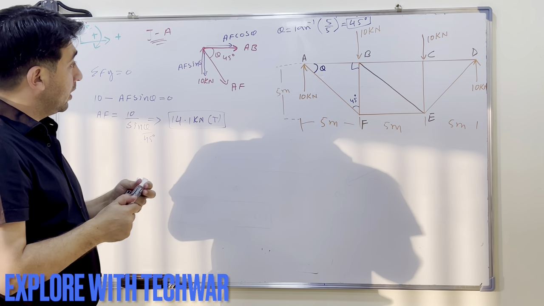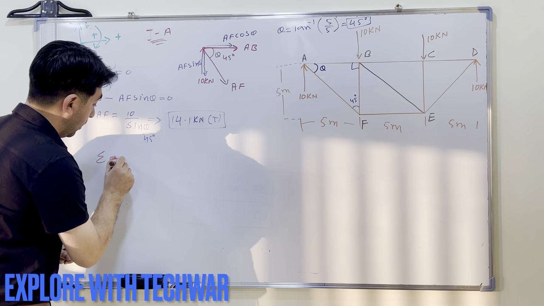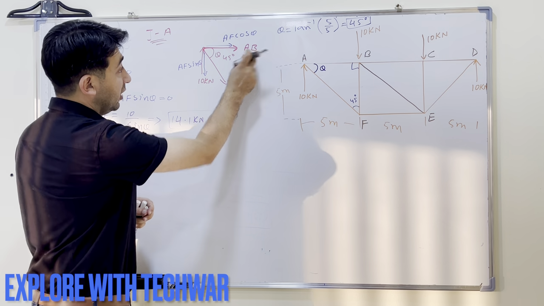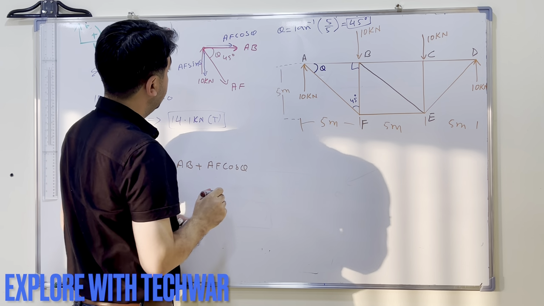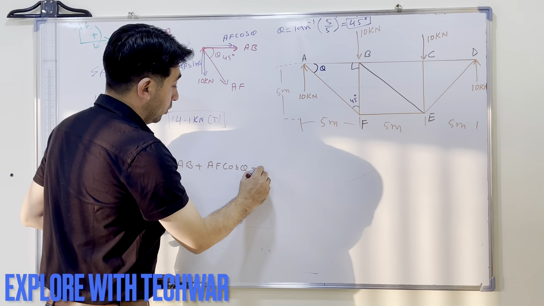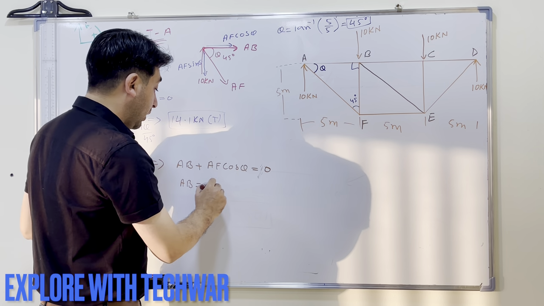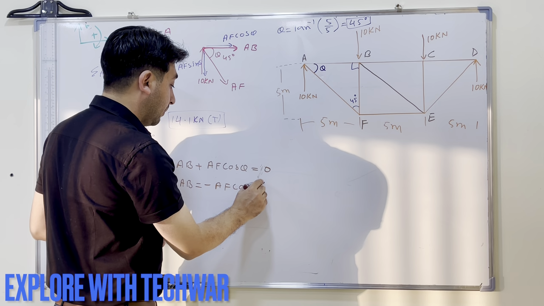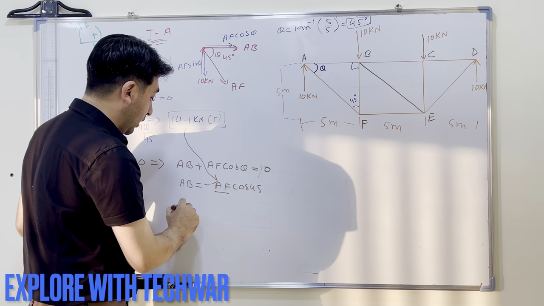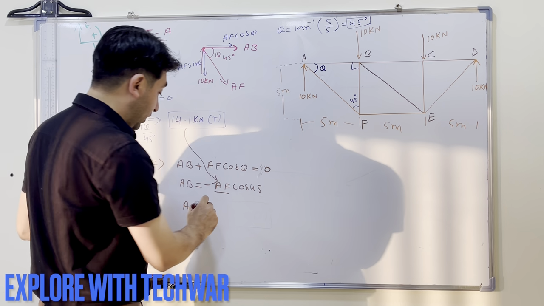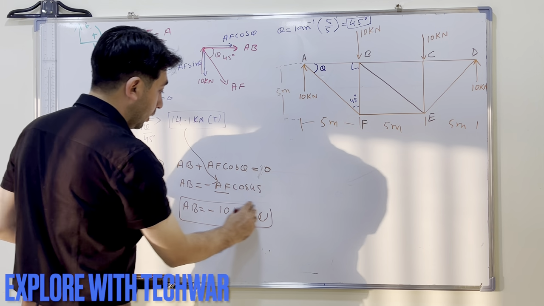To find AB, I will take the sum of the forces in the x direction equal to 0. What are the forces in the x direction? AB itself plus AF cos theta. Is there any other force in the x direction? No. So this will be equal to 0. AB is equal to minus AF cos 45, and AF we know is 14.1. So you just put 14.1 cos 45, and you will get AB equal to minus 10 kN. It is minus, so it means it is in compression. So we found AB also.